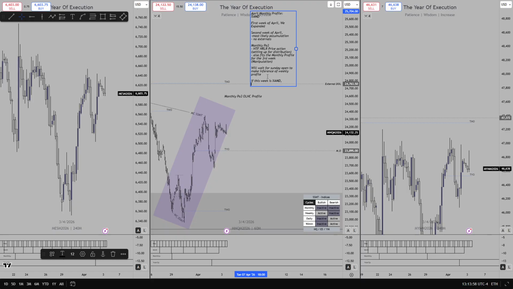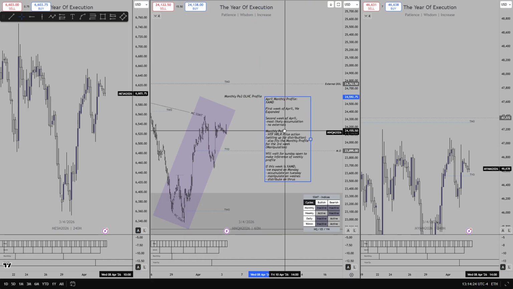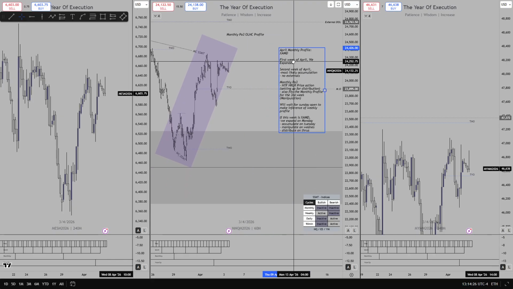So if this week is XAMD, that means we expand on Monday, accumulate on Tuesday, manipulate on Wednesday, and distribute on Thursday. It's pretty simple. I know it's a lot.